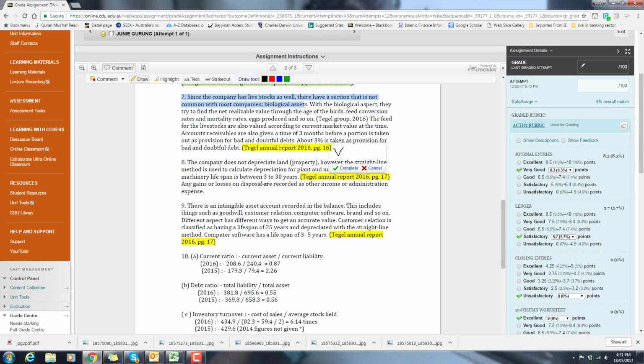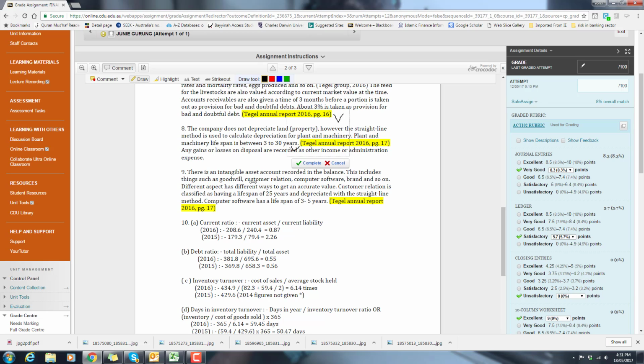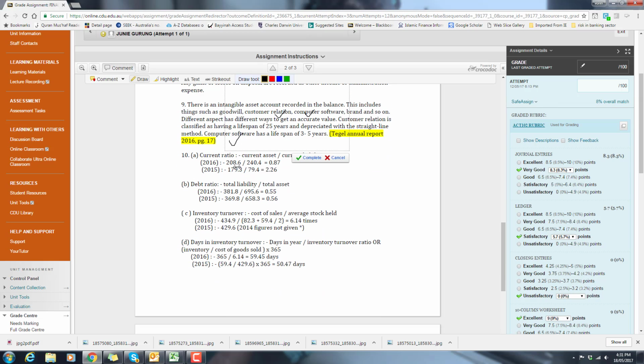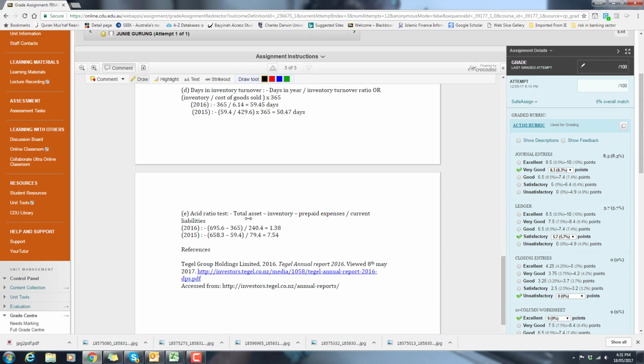Does not depreciate land or property. However, the straight-line method is included. Depreciation is given. Okay, they try to understand intangible assets, goodwill, customer relations, computer software. Very good. Different aspects are here. Awesome. It's quite good. Current ratio, debt ratio, inventory ratio. And they try to find out the ratios for both.